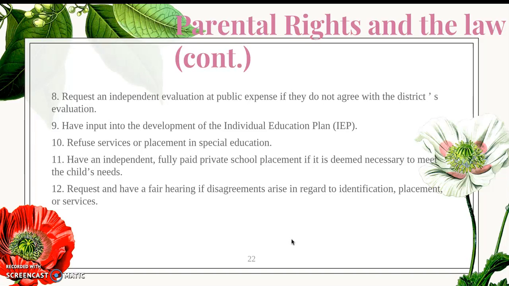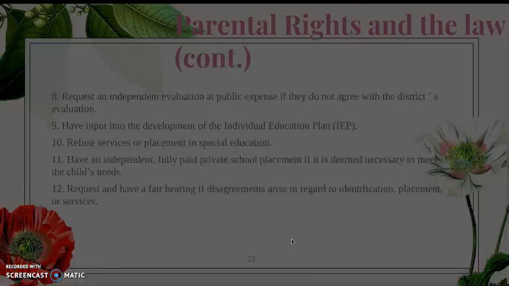Continued. 8, request an independent evaluation at public expense if they do not agree with the district's evaluation. 9, have input into the development of the individual education program, meaning at the IEP meeting they have input. 10, refuse services or placement in special education. 11, have an independent, fully paid private school placement if it is deemed necessary to meet the child's needs. And 12, request to have a fair hearing if disagreements arise in regard to identification, placement, or services.